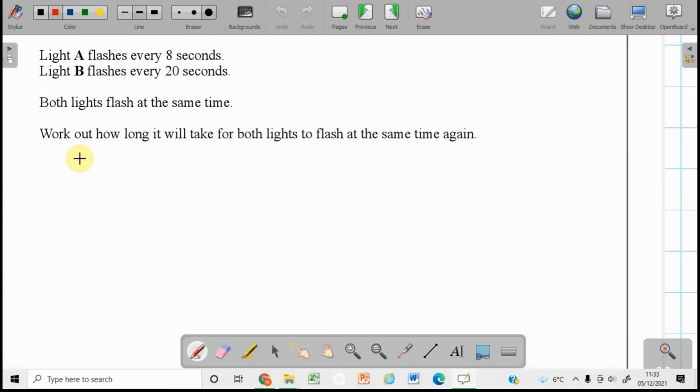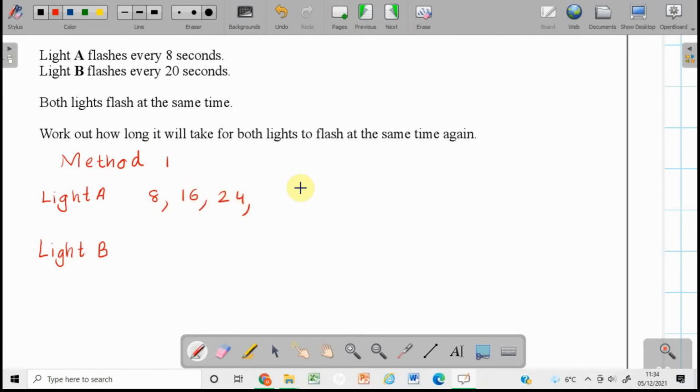For this kind of question, there's a couple of ways you can do it. I'm going to start off with method 1, and this is listing the multiples. So just go light A, then light B. Just list out after how many seconds. So this is every 8. So then 16, 24. So it's going up in 8s. So I'm just going up in the 8 times table for a certain number of times and so on.